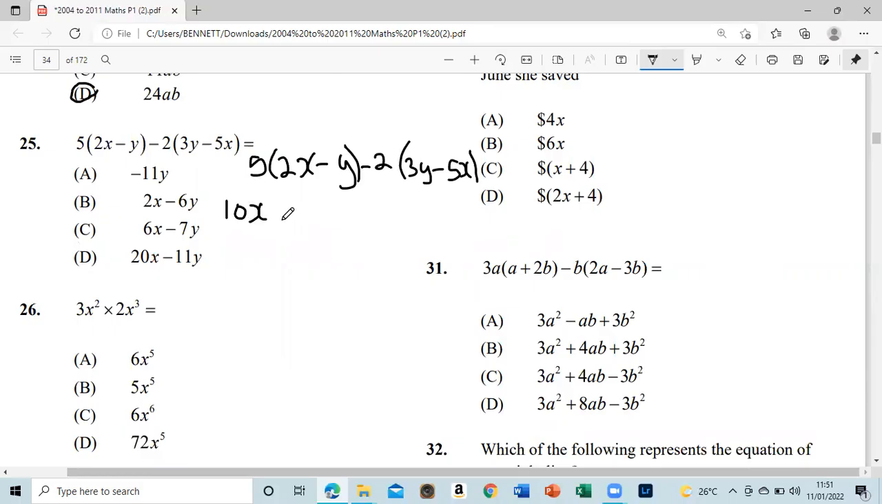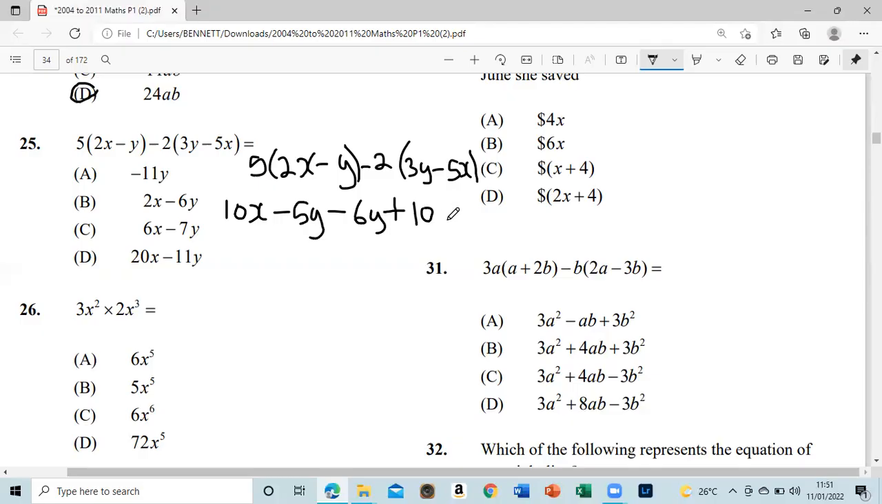5 times that, that's negative 5y. And then we're going to expand now. So negative 2, that will give us negative 6y. Negative times a negative is going to give us positive. So this will give us positive 10x.